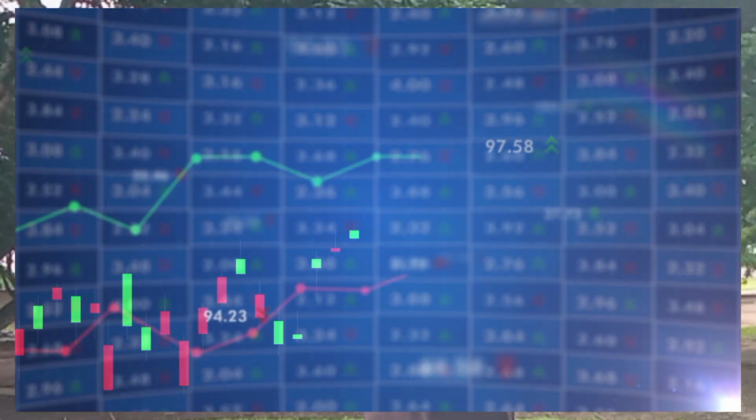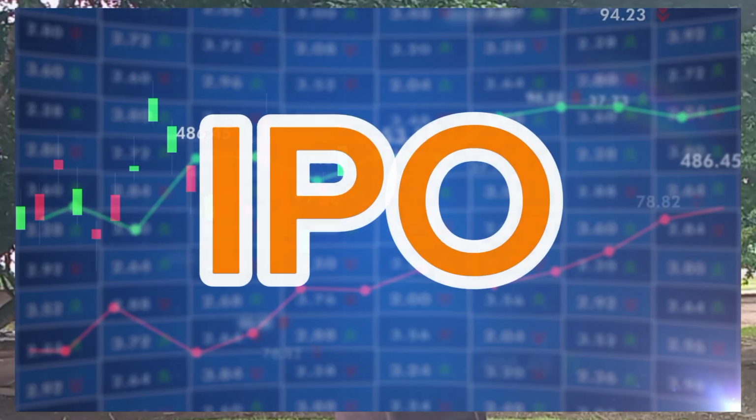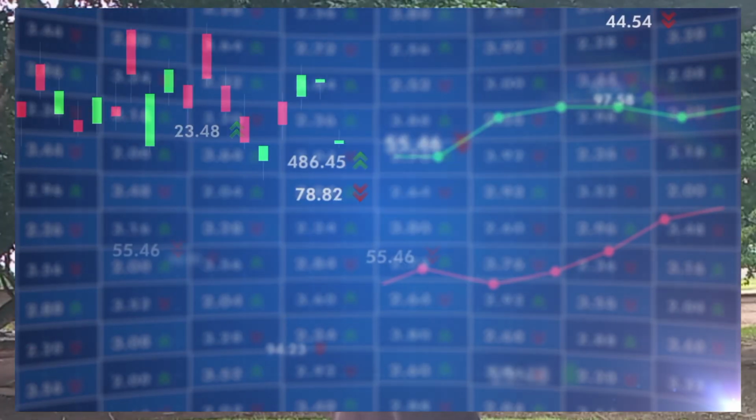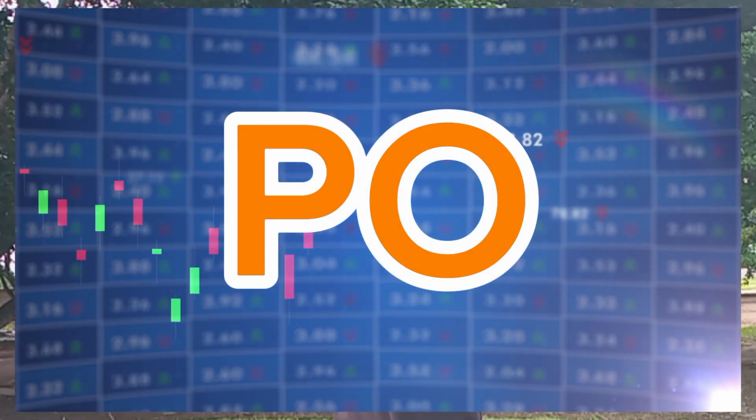I want to talk about shares, and most especially, I want to focus on IPO and PO. IPO means initial public offering, while PO means public offer. Let me start from IPO. Why I'm saying this is because so many people have been chatting me up, asking me because of the Dangote refinery IPO that is coming. So many people ask me, how do I go about this?